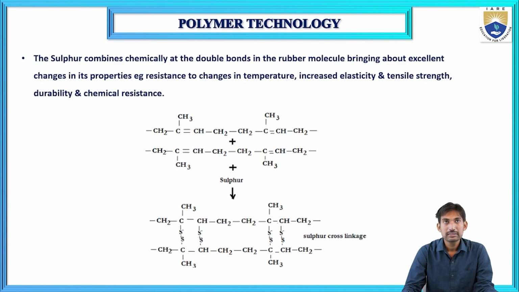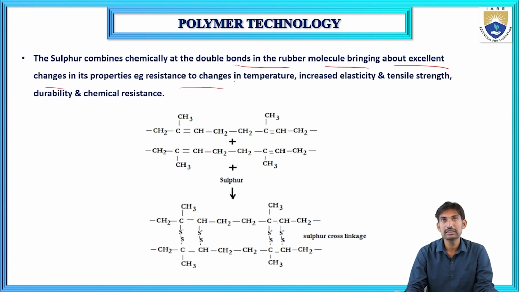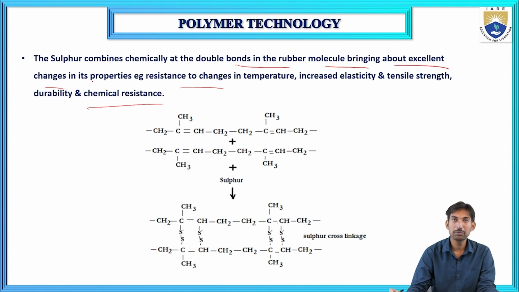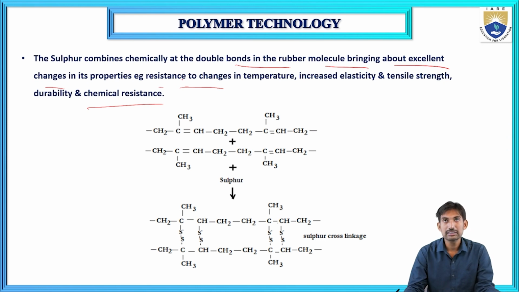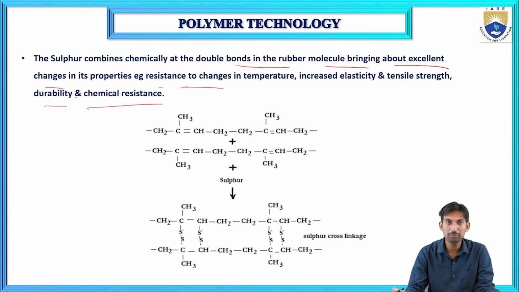The sulfur combines chemically at the double bonds in the rubber molecule, bringing about excellent changes in properties, for example, resistance to changes in temperature, increased elasticity and tensile strength, durability and chemical resistance. What happens if sulfur is added to natural rubber or polyisoprene? All those properties of the rubber are increased by the addition of sulfur. That process is called vulcanization.